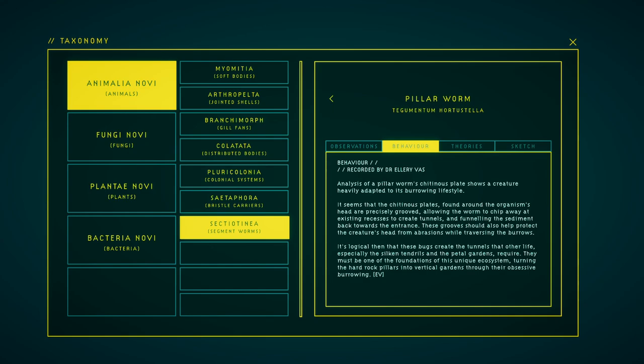It's logical that these worms create the tunnels that others live in, especially the silken tendrils and the petal gardens. They must be one of the foundations of this unique ecosystem, turning the hard rock pillars into vertical gardens through their obsessive burrowing.